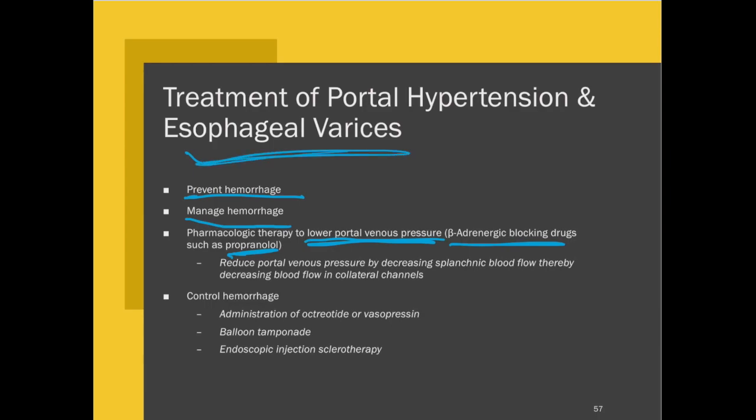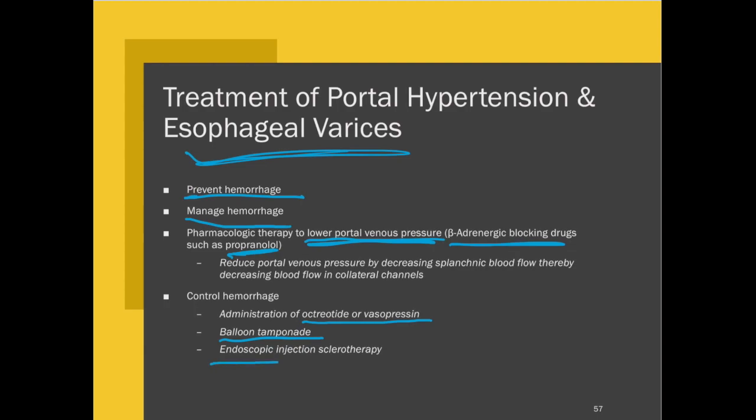How do we control the hemorrhage? We can administer octreotide or vasopressin. Really all you need to know about those is that they are going to decrease blood pressure very quickly. Balloon tamponade, this is kind of what I was talking about on the last slide where I said it's not very much fun. It's almost like an angioplasty where they put kind of a long balloon-like instrument down the esophagus and then blow it up or inflate it so that it puts pressure on all of those varices that are bleeding. And we have to hold it like that until the bleeding stops.